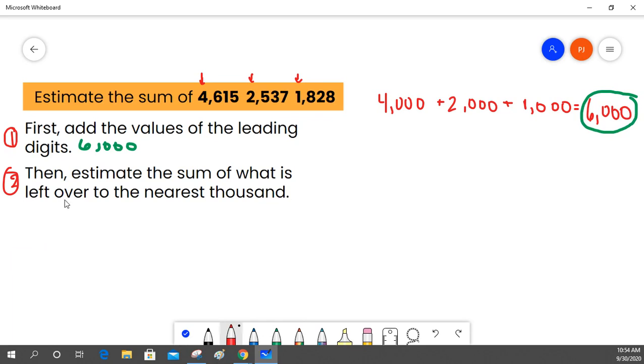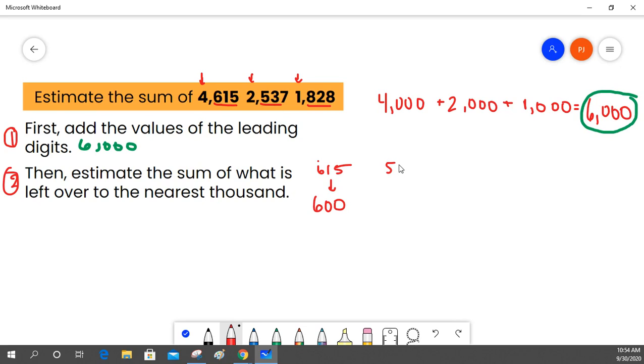Then, estimate the sum of what is left over to the nearest thousand. So here's what's left over: 615, 537, 828. I'm going to do the same thing. Instead of 615, I'm going to just look at the leading digit, that's a 6, in the hundreds place, so I know that the value is 600.